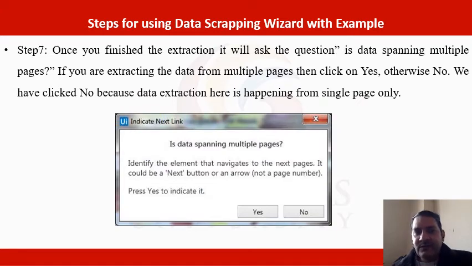Now step 7. Once you finish the extraction, it will ask the question, is data spanning multiple pages? It may be possible that the data you want to extract is not covered in a single page. Whatever data you want to process or extract may contain multiple pages. So you will choose whether the data is spanning multiple pages.